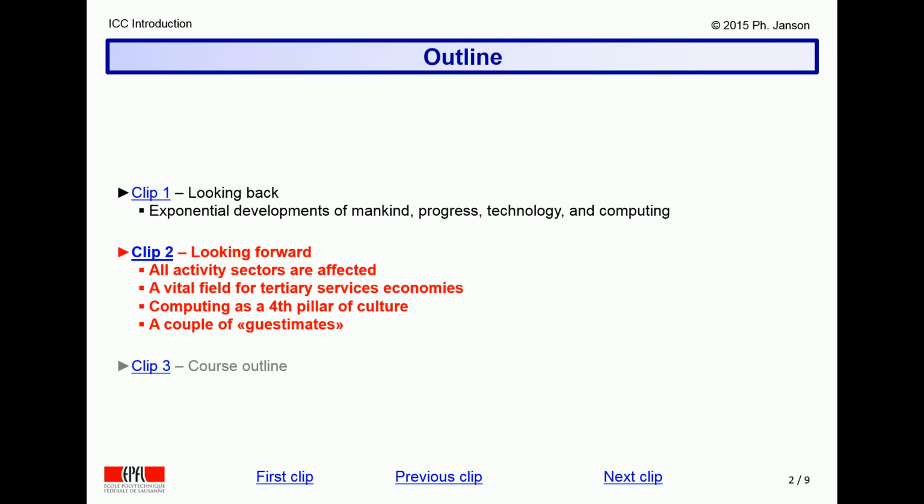After the first video clip of this introductory lesson, which underlined the exponential developments of the past, this video clip will explain that information and computing technologies have penetrated all sectors of human activity, are particularly important to the tertiary service economies of our post-industrial societies, and have become as essential as literacy and accounting in any profession, from agriculture to industry, commerce, utilities, finance, government, etc. The video clip will conclude by sketching a couple of the most recent emerging trends in information and computing technologies.